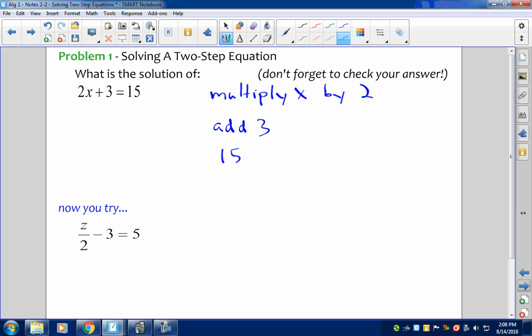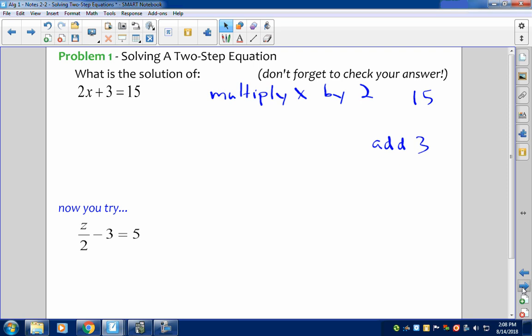So if I want to work backwards, here's what I'm going to do. I'm going to take 15. If I'm unwrapping the present, I have to go in reverse order, right? So if I start with 15, what's the inverse operation of adding 3? Subtract 3. So what I'd have to do to the 15 is subtract 3.